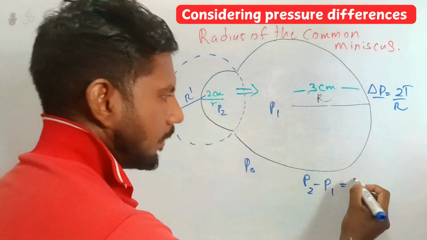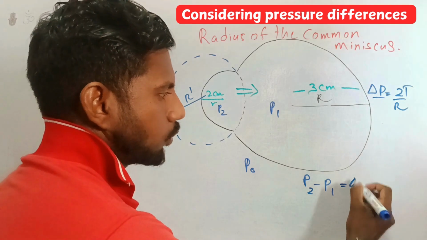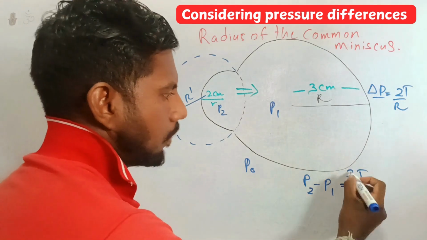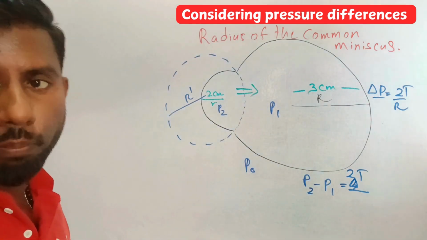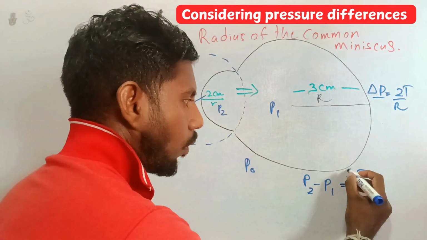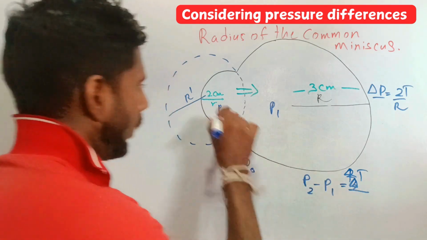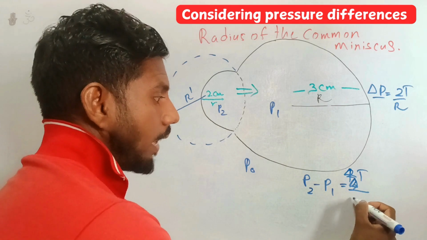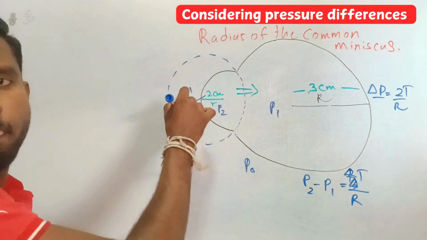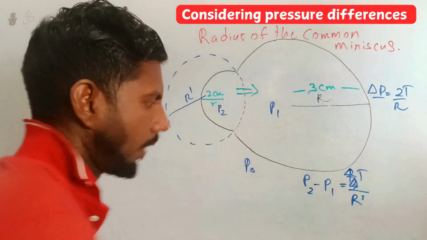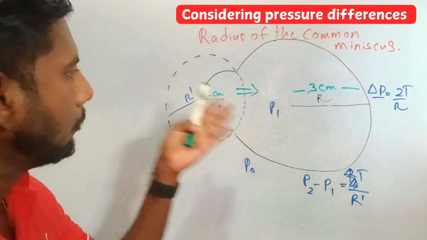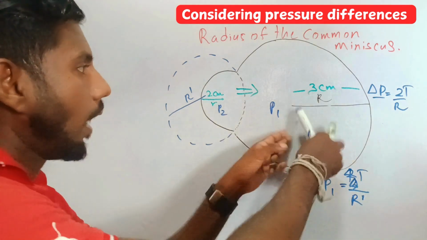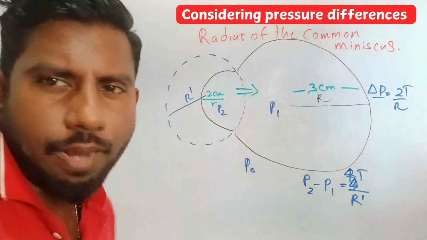Delta P equals 2T over R, or it can be 4T over R if it's a soap bubble. Let's say it's a soap bubble, then it's 4T over R. So the value we need to find is R dash. We do not know P2 minus P1, but from the other two equations we can get an idea of these two.